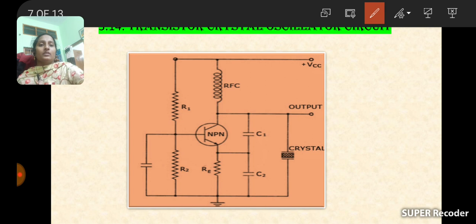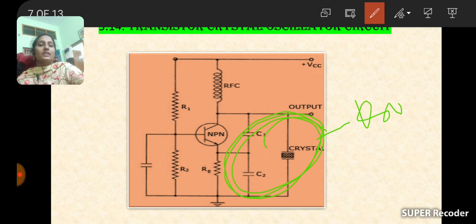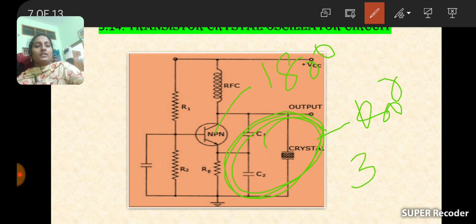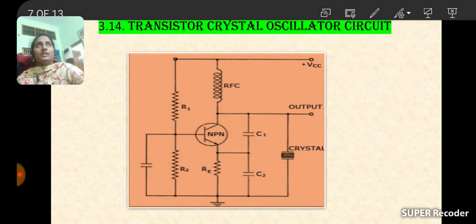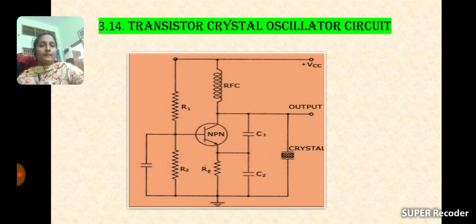Coming to the tank circuit, the tank circuit is able to produce a 180 degrees phase shift and our amplifier will produce a 180 degrees phase shift. A total of 360 degrees phase shift is achieved and now the circuit starts to produce oscillations. So this is the principle involved in the crystal oscillator.